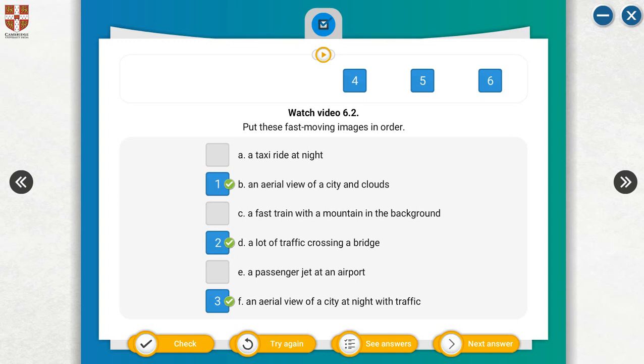And number 4, A, a taxi ride at night. Aerial, there is the word aerial. Do you know the meaning of aerial? Aerial means, in Turkish, hava bakışı, kuş bakışı. Okay?